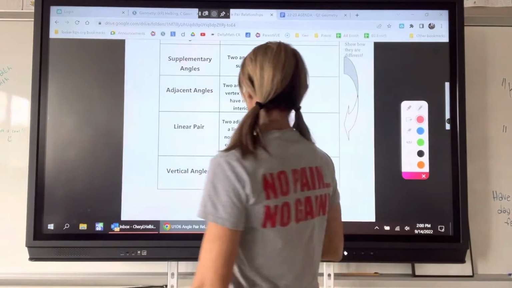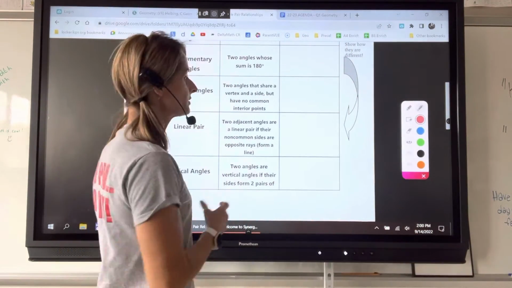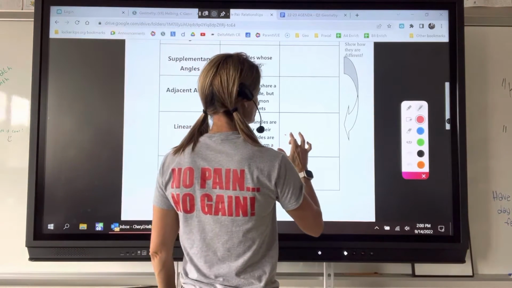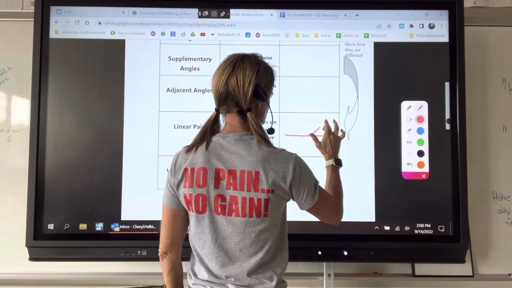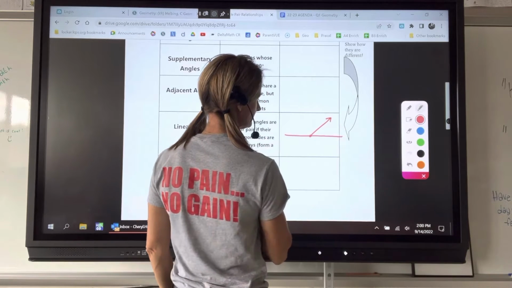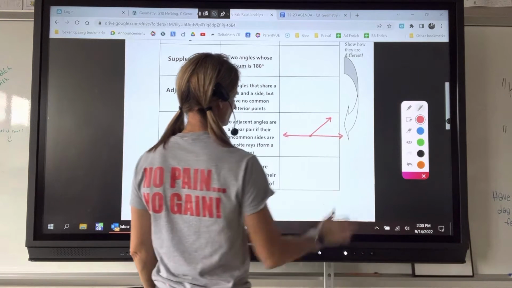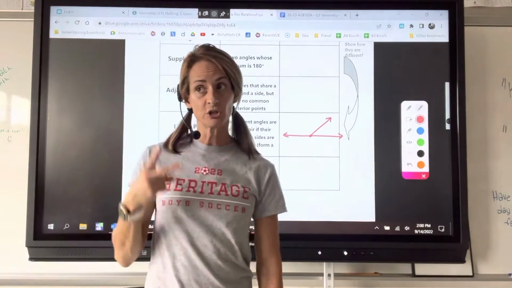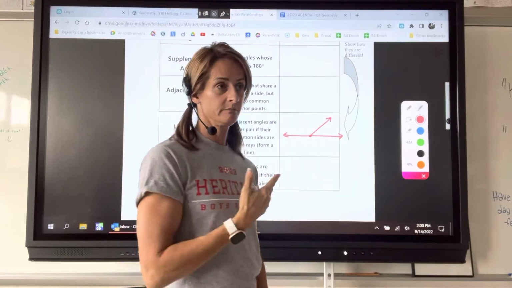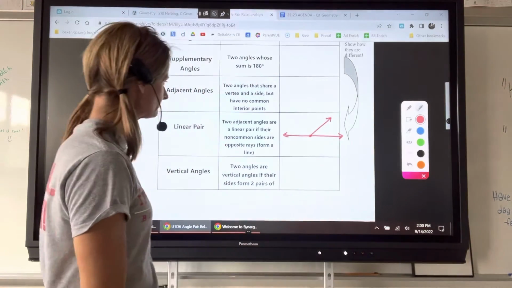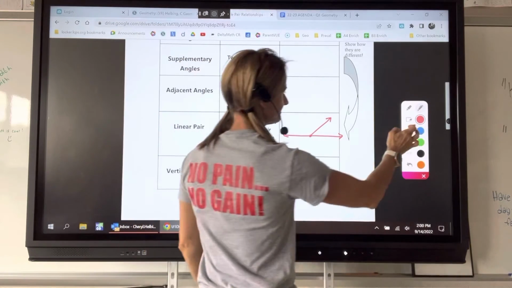So I want to focus now on supplementary angles versus a linear pair. So a linear pair, I'm going to start with that one. A linear pair is very specific, okay? Two adjacent angles. Adjacent means right next to each other. They share a side and a vertex. Here's the vertex, here's the side they share. A linear pair. Pair means two, and linear, two angles that form a straight line. And they have to be adjacent.